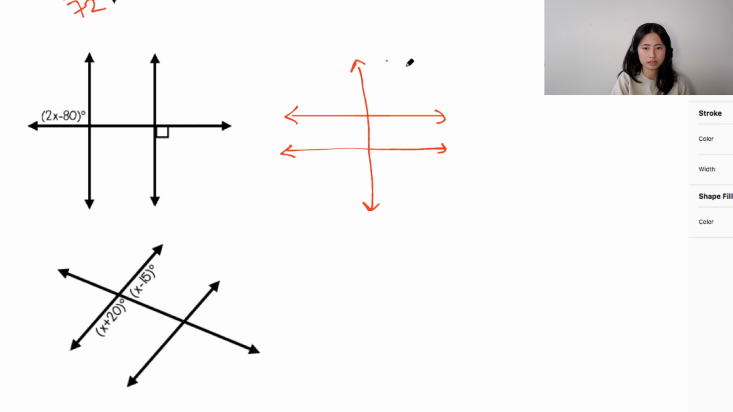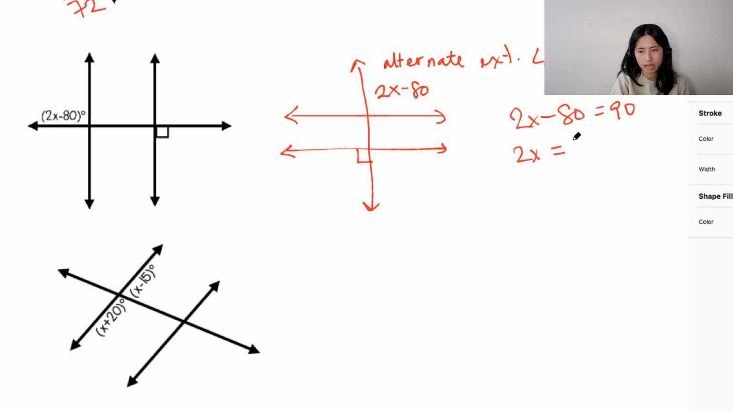Okay, so basically over there you have 90 degrees on this side and you have 2x minus 80, right? Because they're alternate exterior angles, that means they're equal to one another. Therefore, you can say that 2x minus 80 is equal to 90, and you can find what x is.